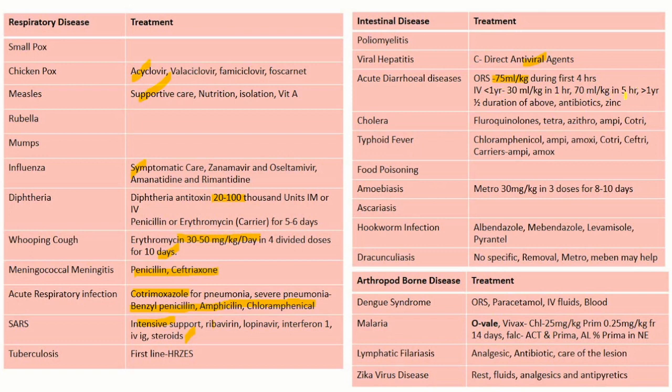If it is greater than 1 year, then it is half of the duration. So that is less than 1 year means we need to give 30 ml per kilogram in half an hour and 70 ml per kilogram in 2.5 hours. And antibiotics have a role. Zinc has a role in prevention of further episodes of diarrhea.